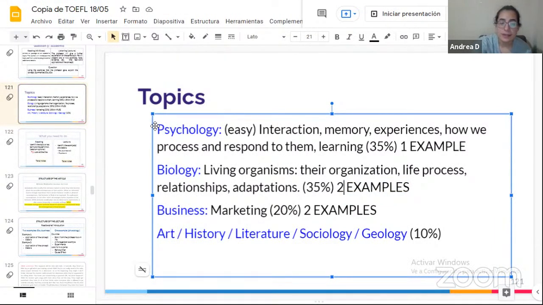So for instance, if it's a psychology topic, then you will have just one example. However, if it's a biology or a business topic, then you will find two. So that's important to know as well. You will see why. So psychology, one example, biology or business, two examples.